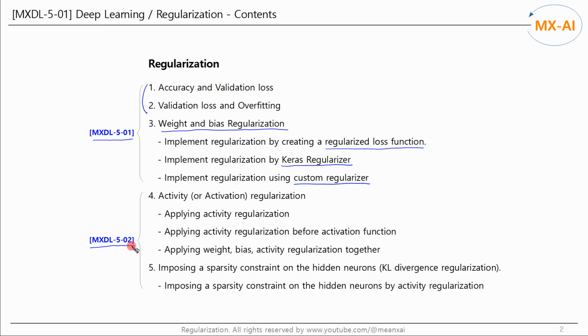In the second video, we will look at activity regularization. This applies the regularization to the outputs of the hidden layers, not the weights and biases. And let's look at how to sparse the outputs of hidden layers. This is primarily used in sparse autoencoders, which we will look at in more detail later in the autoencoder series. For this purpose, the KL divergence regularization is used. And this can be implemented through activity regularization.